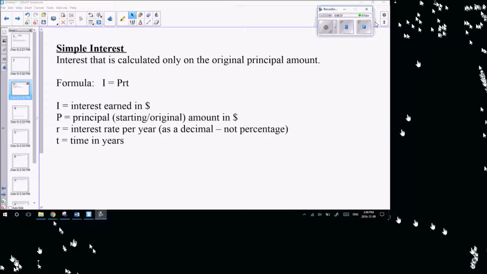The last piece in our formula is T. T is for time in years, and it's always in years. So if we're given a value that's not in years, we need to adjust it so that it is in terms of years, because that's how simple interest works. So again, at this point, if people still are writing, pause the video. I'm going to move on to the next slide.